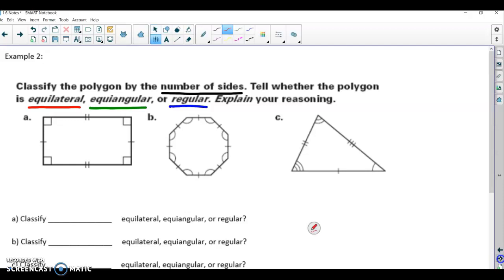We have a rectangle. We can see that this side and this side are congruent, and these two sides are congruent. But the green sides are not congruent with the red sides. They do have congruent angles. They're all 90 degrees. You can see those by those little squares there in the corners. That tells us they're 90 degrees. So it is equiangular, but it is not equilateral.